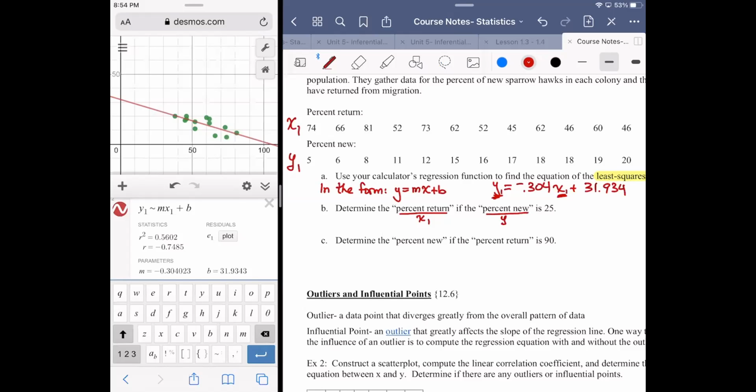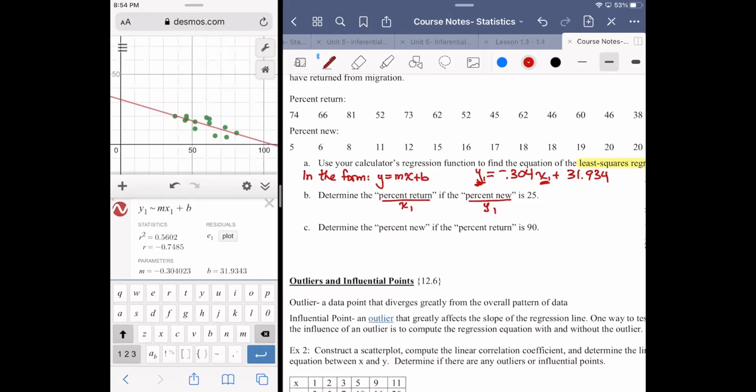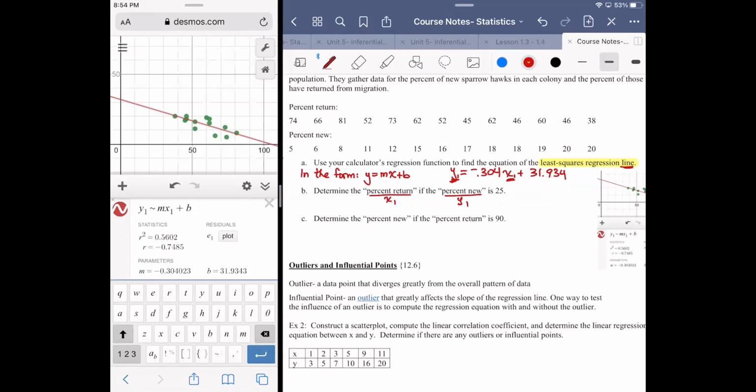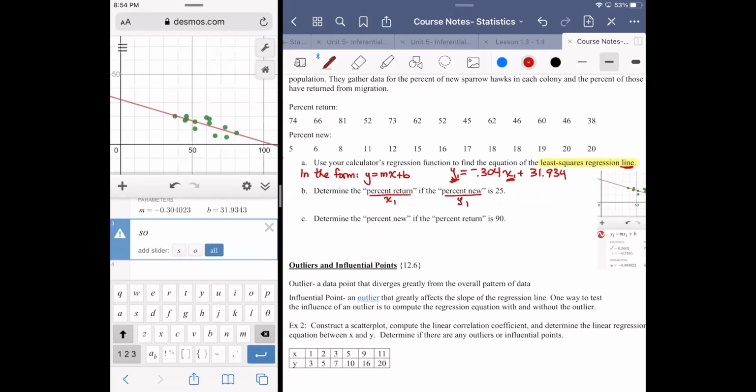Percent new is Y1. So it's saying determine X1 if Y1 is 25. So what we can do is replace the Y1 in that equation with a 25 and solve. But maybe we don't want to. Maybe we want to let Desmos do it, right? So if we're going to do that, then we would want a process that allows us to solve an equation.